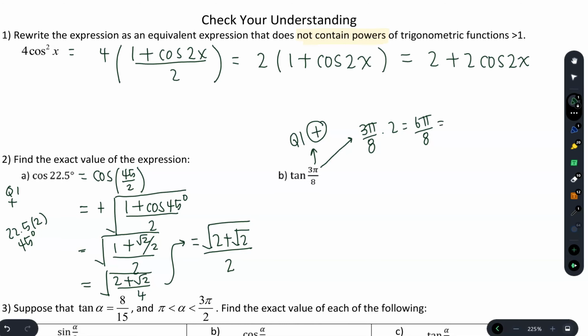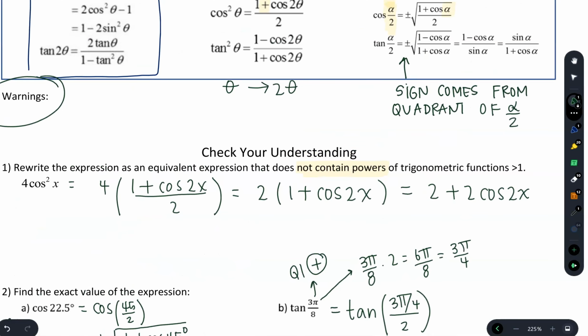Which is the same thing as what? 3 pi over 4, and that is on my unit circle, right? Okay. So this is going to be the same thing as tangent of 3 pi over 4 divided by 2. All right, so tangent's positive, so I'm going to choose the positive sign. Okay. If I wanted to use this one, so this one's very interesting, is that all of these 3 are congruent. So all 3 of these things are congruent. And it doesn't matter which one you use, and they're all going to look a little different.